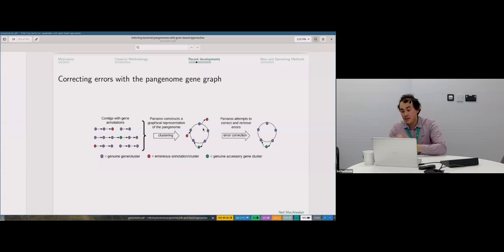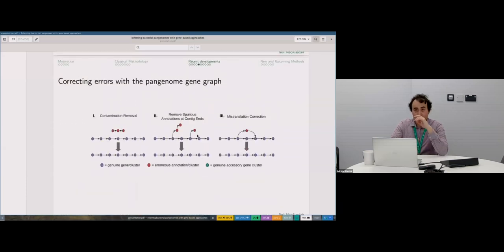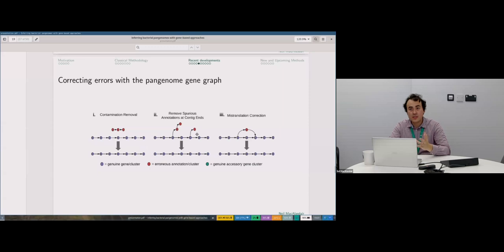There are two main processes that Panaroo does to improve the accuracy of the pangenome output. The first is to correct things that are just blatantly wrong, errors that have come in from the assembly and annotation step. And the second is to use the global knowledge of the pangenome graph to improve our ability to cluster things that are extremely difficult to cluster, like highly divergent gene clusters, or to correct for annotations that have been missed. And this is done primarily by looking for things that are suspicious in the gene graph.